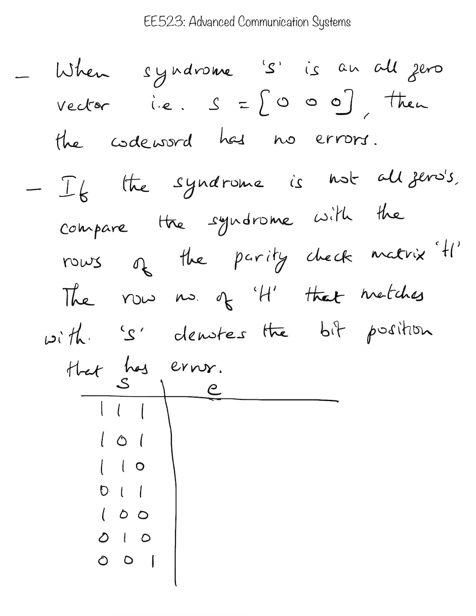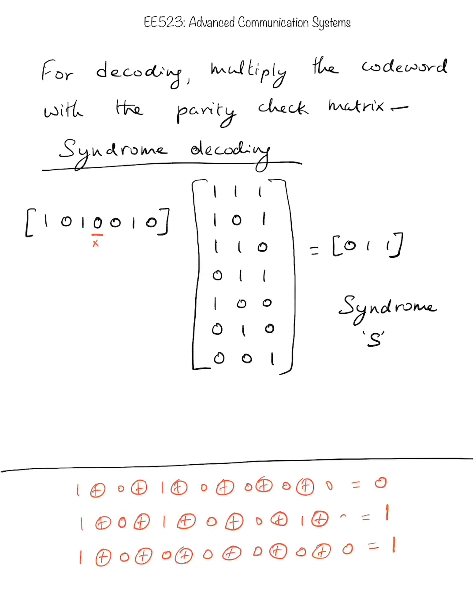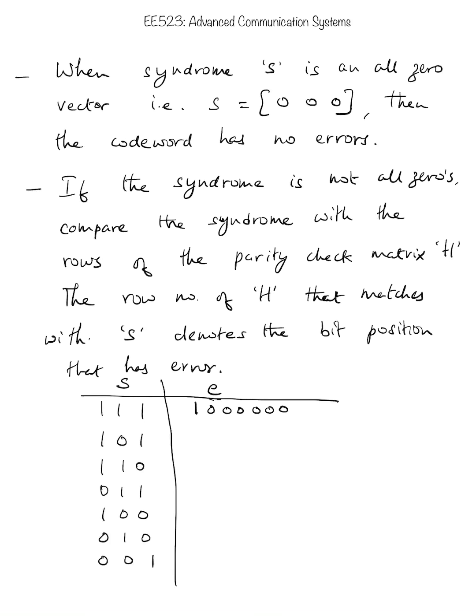So if it is 1 1 1, then the error vector will be of length 7, but only the first position will be a 1, everything else will be 0: 1 0 0 0 0 0 0. For 1 0 1, that means it is the second row of the parity check matrix, right? That means the error is in the second bit, so the error vector will have a 1 in the second position, everything else zeros. For 1 1 0, it means the third bit is in error, so the error vector will have a 1 in the third position, everything else zeros.